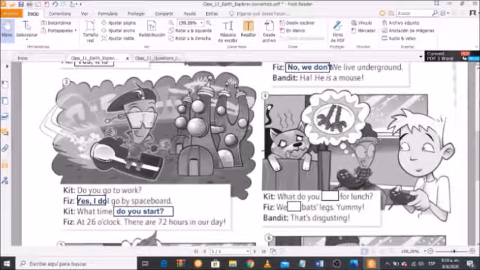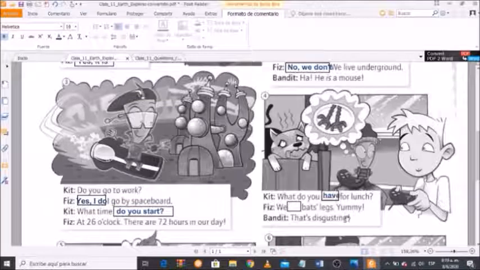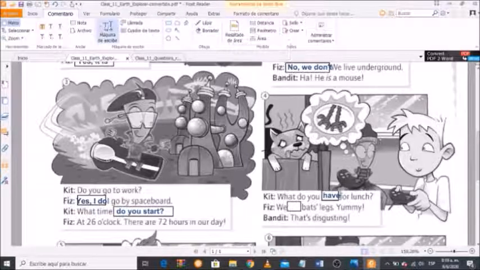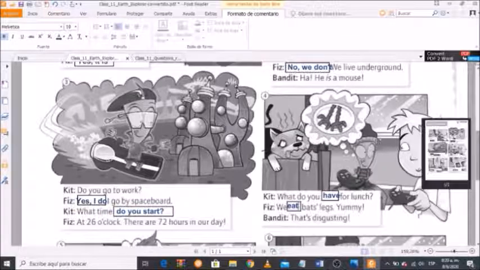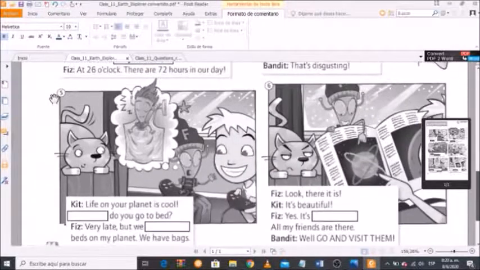Okay, picture number four. What do you? Okay, very good. What do you have for lunch? And Fizz says, we eat bat's legs. Yummy. And Bandit says, that's disgusting. He doesn't like bat's legs. Very good.